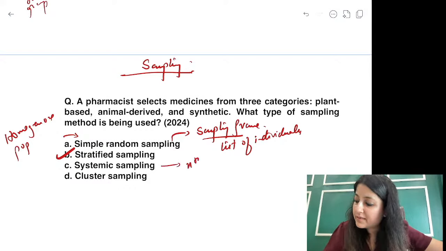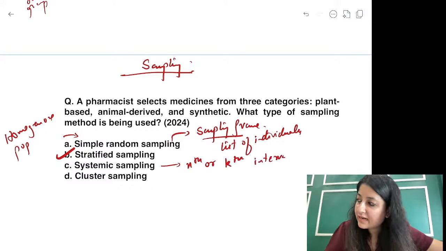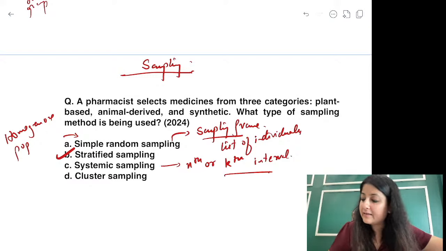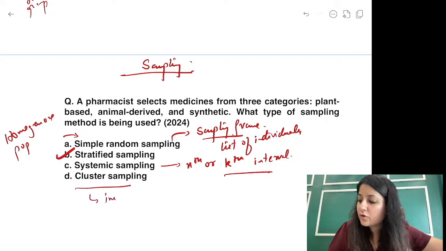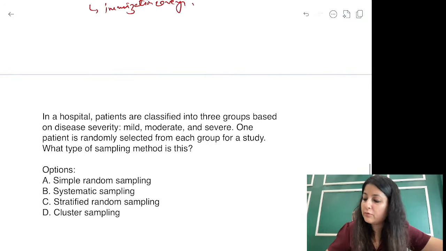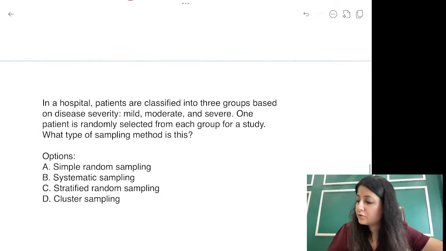Systematic के लिए what is the buzzword? nth or kth interval. Like every 3rd person selected, every 10th person selected, every 20th person selected. Cluster sampling is used for what? Evaluation of immunization coverage. ठीक है? जैसे I'll show you the image also. पहले ये question करो, then I'll show you the image.